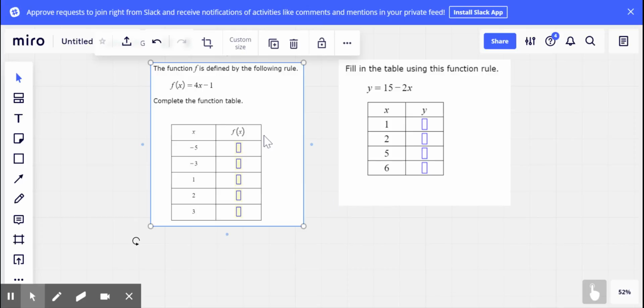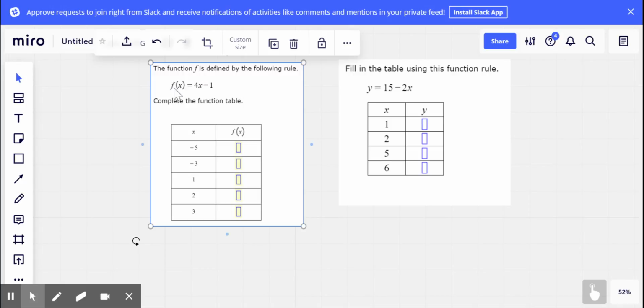All right, so when you're working with problems like this, we are either evaluating a function or a linear equation with all these values in the table. Now, this equation right here, y equals 15 minus 2x, it's a linear equation. It's basically in slope-intercept form. I could put it in slope-intercept form if I just switch these two around.